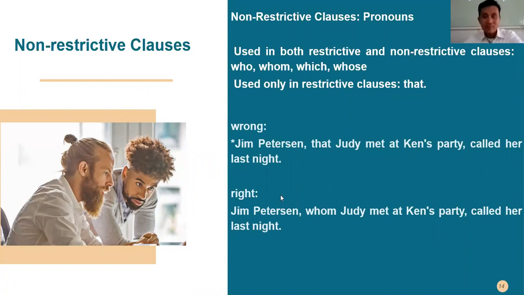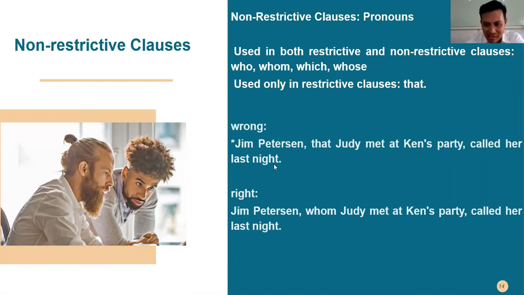Another example here. Jim Peterson that Judy met at Ken's party called her last night. Is it good or not? What is wrong with this sentence? We don't need a comma after Jim Peterson. Do we need a comma or not? No, sir. We need a comma. Is this non-restrictive or restrictive? Non-restrictive. Non-restrictive, we need a comma. So what is wrong with this sentence?